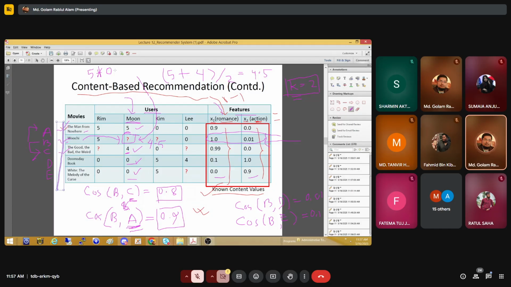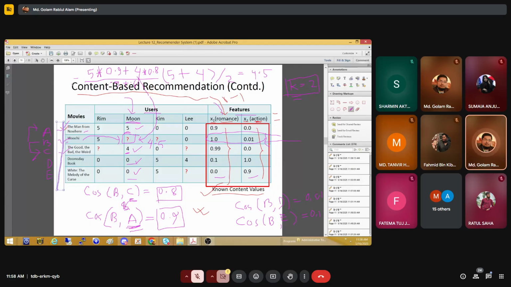So here is 0.9, and then plus, here we can see that is 4 times the similarity value of C. The BC it is 0.8, so here is 0.8. And then we have to divide this by the summation of the similarity values, that is 0.9 plus 0.8. Then we will get the value.